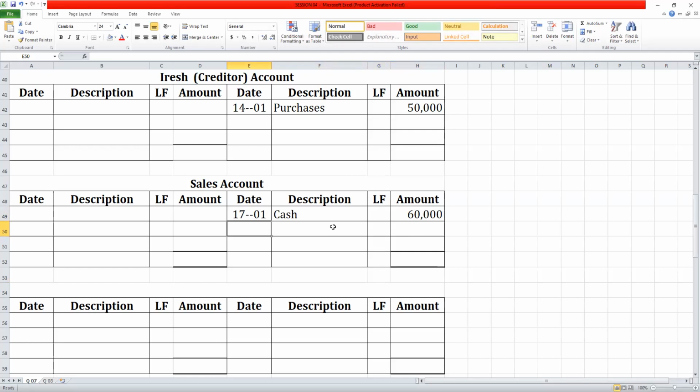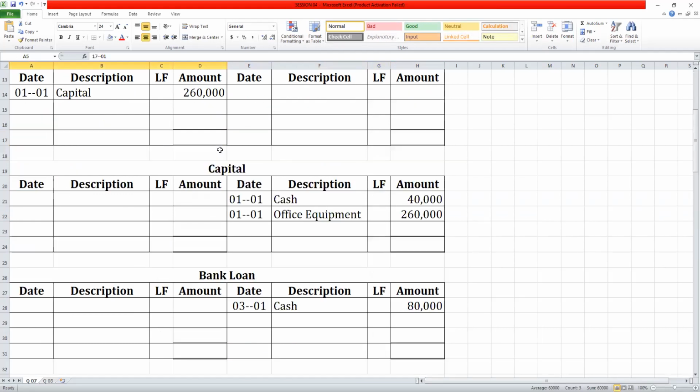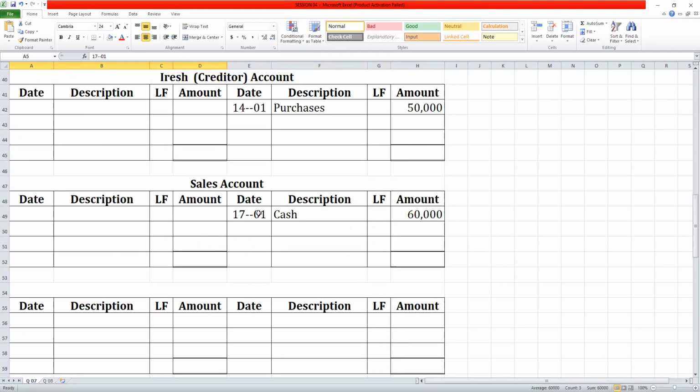Now, look at this principle of double entry applied. Assets increase debit, income increase credit. Every single transaction has this relationship. Got it?